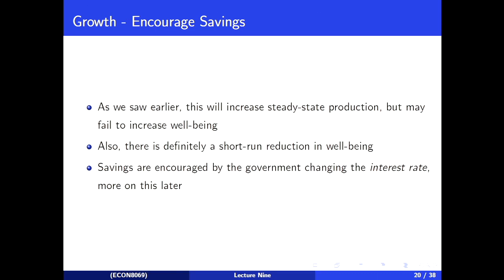Certainly this will increase steady-state production. The question of whether this increases steady-state well-being is much more difficult. It depends on whether our savings rate is too low, lower than the golden rate, or too high, higher than the golden rate. If we're already saving too much, then extra savings is going to make us worse off, even in the long run. If we're not saving enough, then saving more is going to make us better off in the long run.